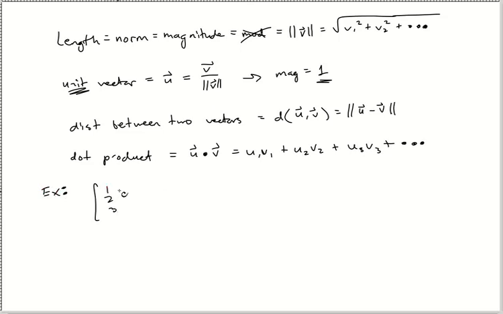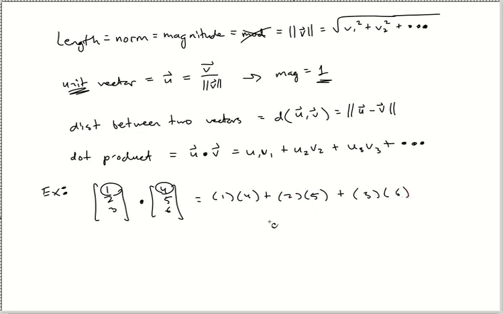1, 2, 3 dot 4, 5, 6. They need to be the same size to make this thing work. So what I'm doing is I'm multiplying the first elements together, 1 times 4, and then plus, I got the 2 times the 5, and then plus, I got the 3 times the 6. And so we get 4, 10, and 18 makes 32. There's your little example there on the dot product.